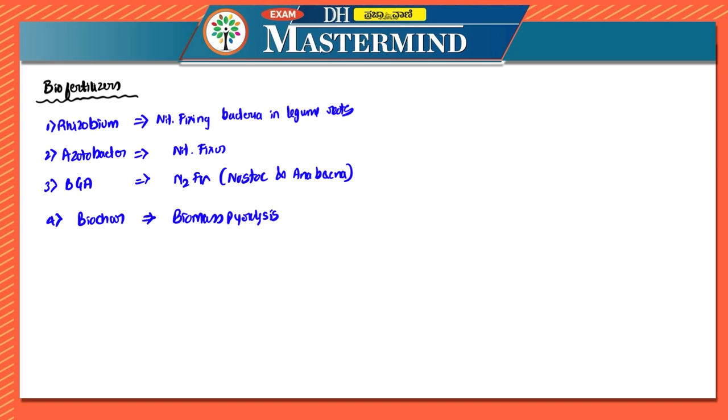When it comes to organic farming, which is the first state in India to be 100% organic? The first state is Sikkim. Whereas the first union territory is Lakshadweep. And if you consider organic farming itself, then India ranks number one in the number of organic farmers also. Okay, so these are some of the points which you have to remember related to biofertilizers.